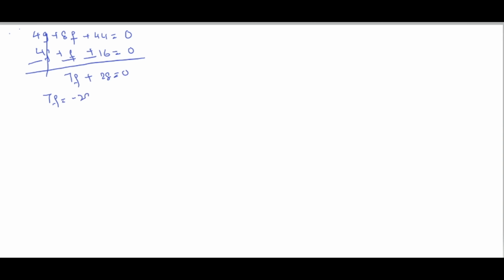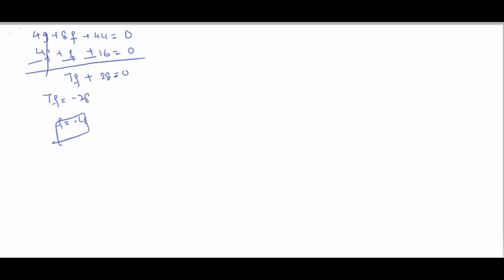So subtracting the second equation from the fifth equation. The fifth equation is 4g plus 8f plus 44 is equal to 0, and the second equation is 4g plus f plus 16 is equal to 0. Subtracting these two equations, 4g minus 4g cancel, 8f minus f, that is 7f, and 44 minus 16, that is 28 is equal to 0. Therefore 7f is equal to minus 28, f is equal to minus 4.